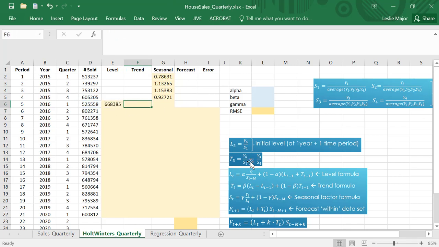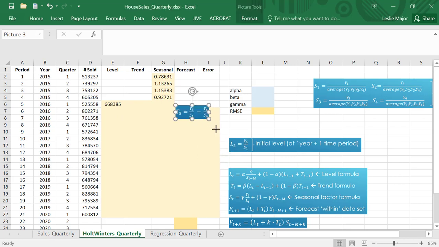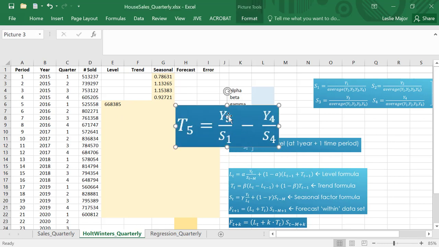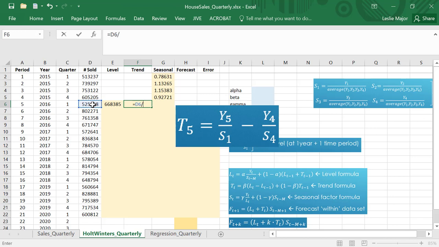Now for your trend, let's have a look at that. So that's this formula here. Take your Y5 divided by your S1. So take this guy divided by S1. Again, quarter one to quarter one here. Notice that's the same as this level, so you could have also just grabbed this level right here and done equals that. Which is the same as the Y5 over S1 minus Y4 over S4.